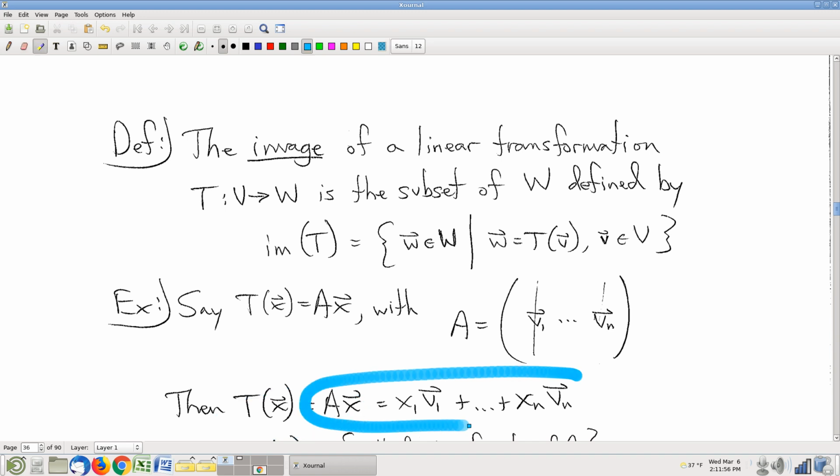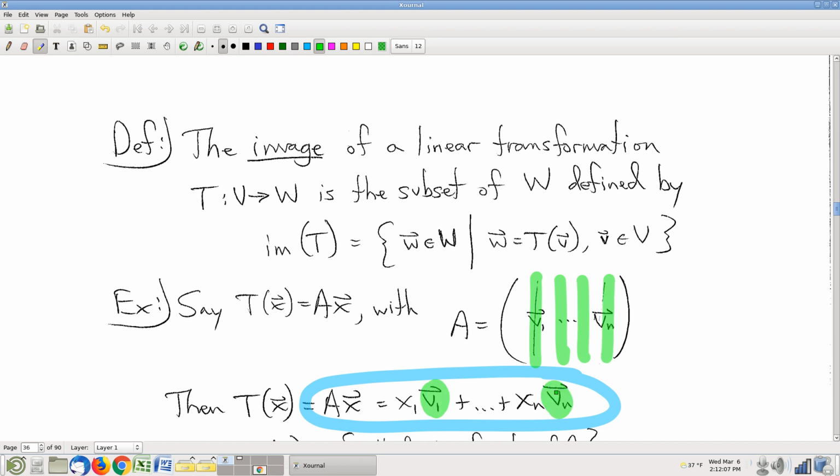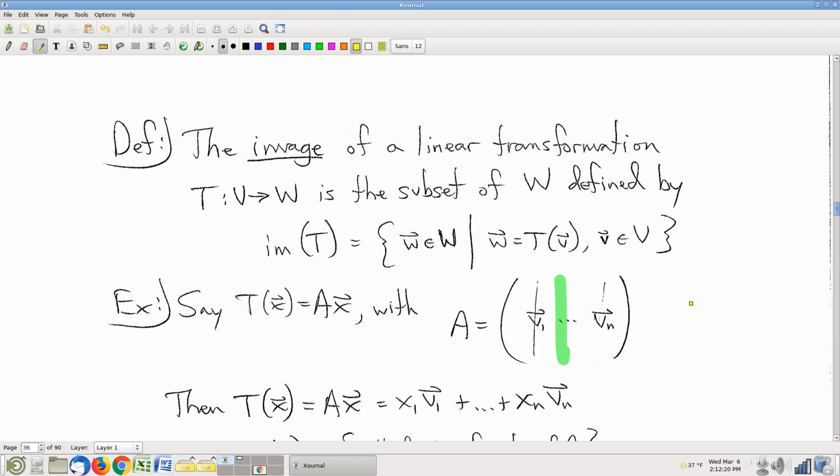Reminder from way back. Here's how you multiply a matrix times a vector, right? We take linear combinations of the columns where you use the vector that you're multiplying by as your coefficients. Okay, so again, reminder from chapter 1. So what this is saying then, the collection of all possible outputs, the collection of all possible products, is the collection of all possible linear combinations of the column vectors.